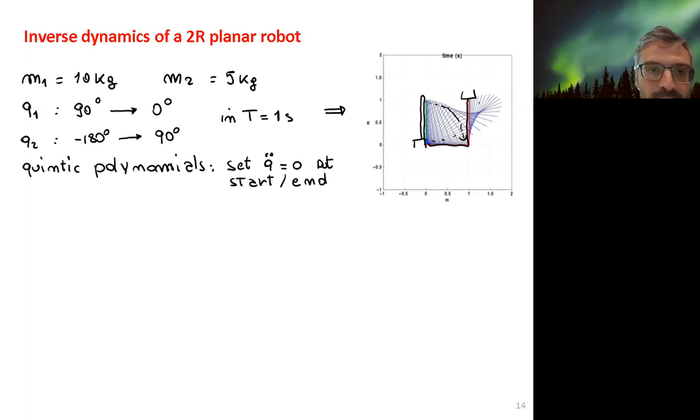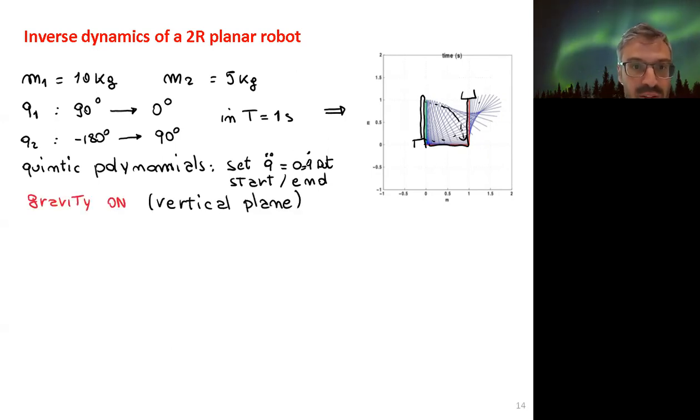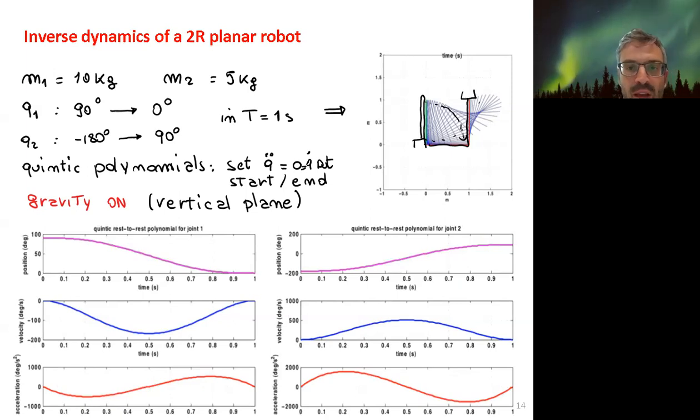So we can set a quintic polynomial trajectory to define this motion. A quintic polynomial allows us to set both the initial and final acceleration and initial and final velocity. So we set them to 0 both at the beginning and at the end. And we consider gravity, so we are on a vertical plane. And if we do the plot, for the trajectories, we have these plots.